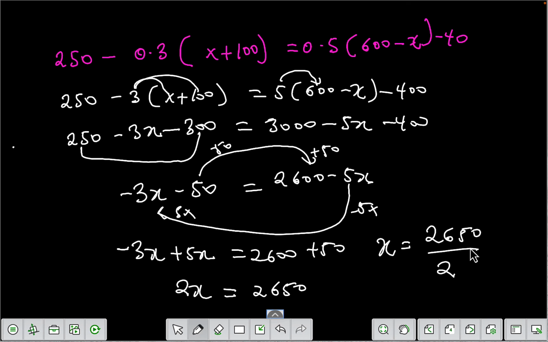So you can do it this way. 2 goes into 2000, 1000, 2 goes into 600, 300, 2 goes into 50, 25, and that will give you 1325. You can also punch your calculator if you have it.